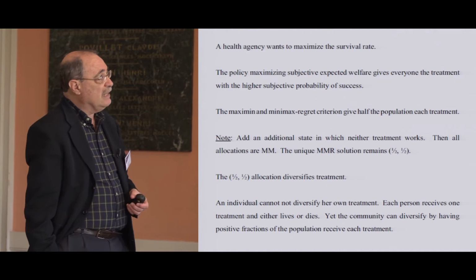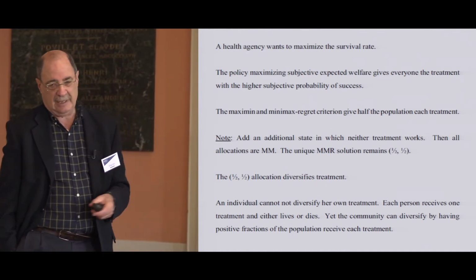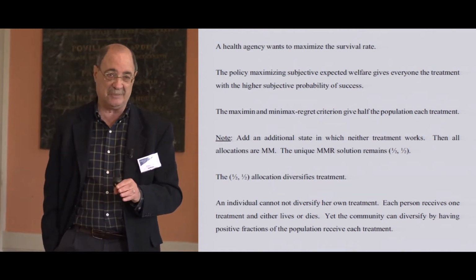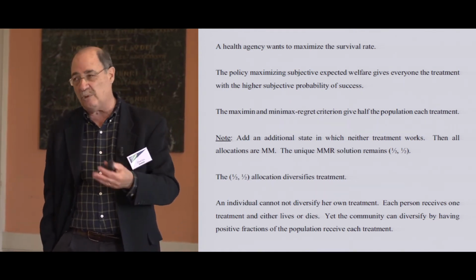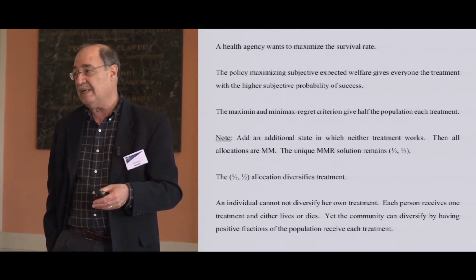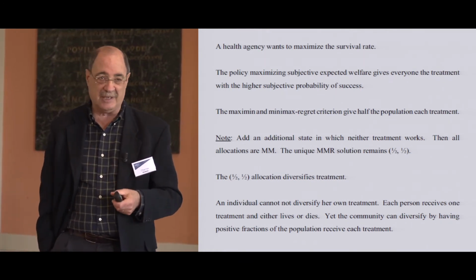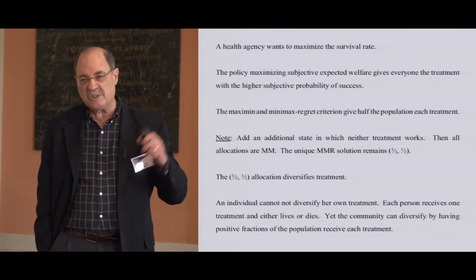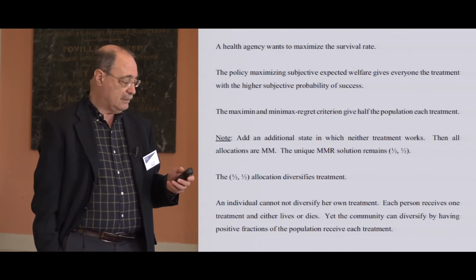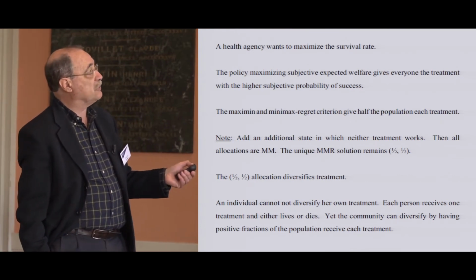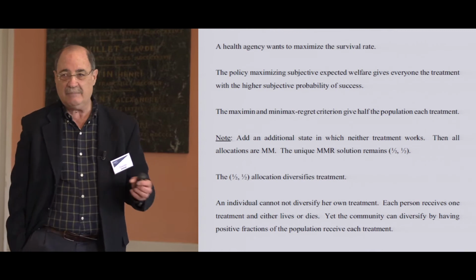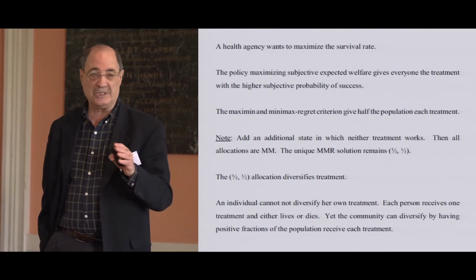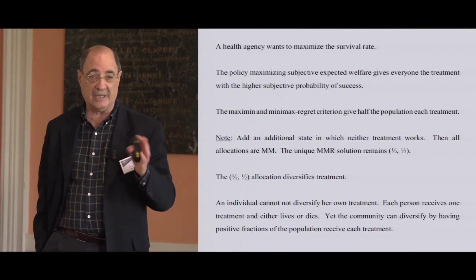Now, I have a note here that what's really going on here is a property of minimax regret, not maximin, because the formal result that I will prove, and I'll give you in a moment, is that minimax regret always diversifies in a broad class of situations like this. With maximin, it was very special to having two states of nature. If I just add a third state of nature in which neither treatment works, then maximin is useless. Everything is maximin in that case. But minimax regret will still give you the half-half allocation.